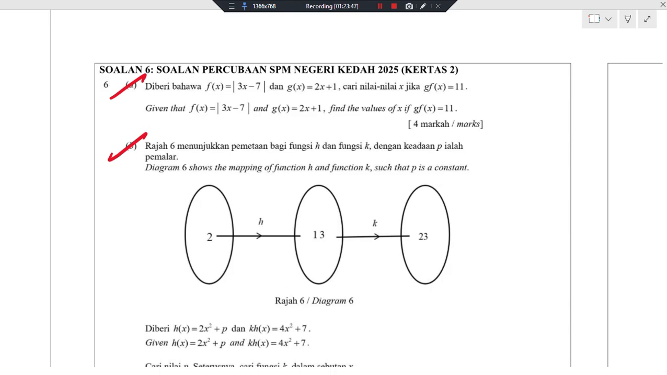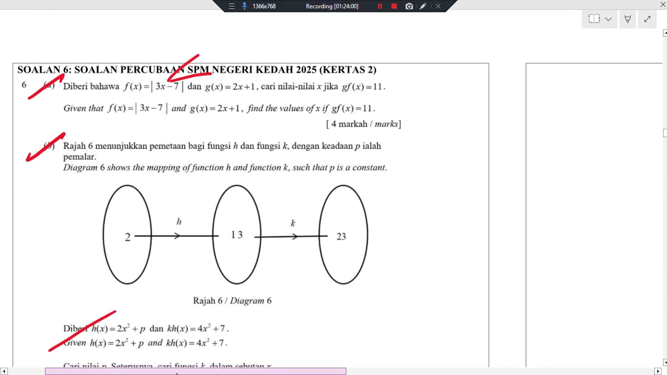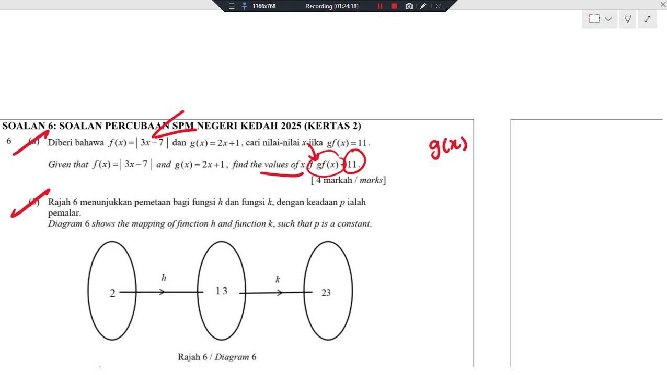Okay. You need to follow the normal rules. Find the values of x if g of x equals 11. Find g of x first. So to find g of x, start with your outside function. g(x) is 2x plus 1. Right? g of f(x) means what? In the x we substitute f(x). Okay? What is f(x)? Modulus 3x minus 1 plus 1. And this is equivalent to 11. Okay, we solve. Bring negative 1 over, positive 1 goes there.